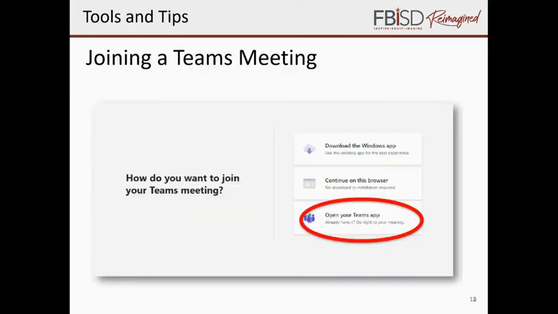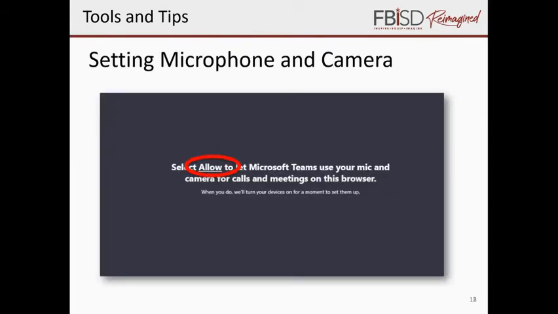When you click on Other Join options for a meeting, you may receive this window. The preferred way to enter the meeting is through the Open Your Teams app option. As you start to enter the meeting you are joining, you may receive this message. By clicking the word Allow, you are permitting your Microsoft Teams to access your microphone and camera to access the meeting.